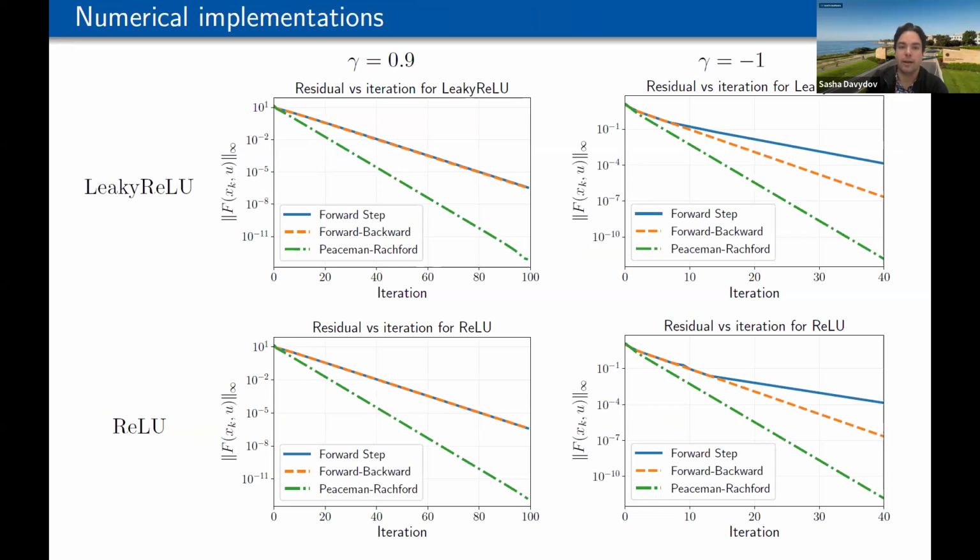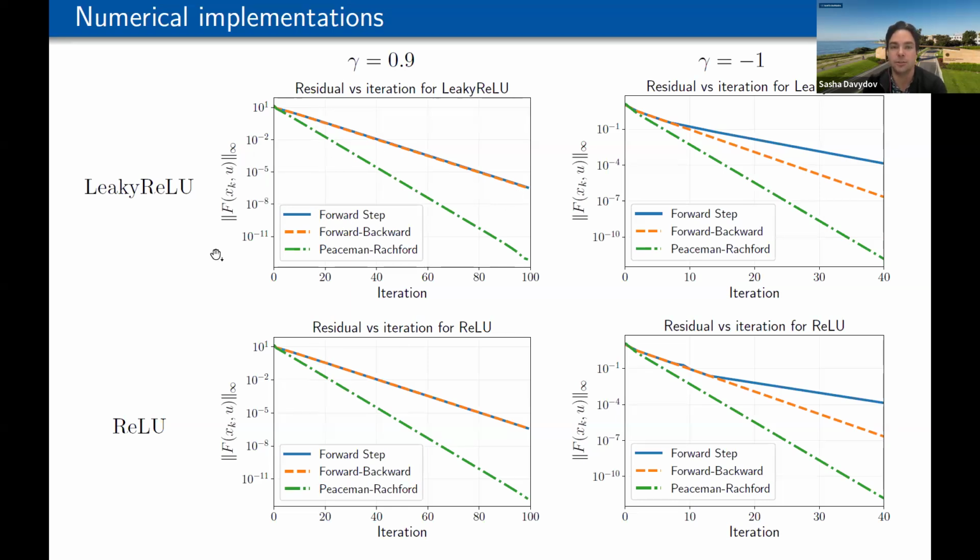Here's a simple numerical example. We generated a random matrix A and made sure that we bounded its logarithmic norm by either 0.9 or -1. We tried different activation functions, leaky ReLU or ReLU, and then we checked the convergence rate for each of these iterations. In the case that you had a positive logarithmic norm for A, forward step and forward-backward splitting directly fall on top of one another.